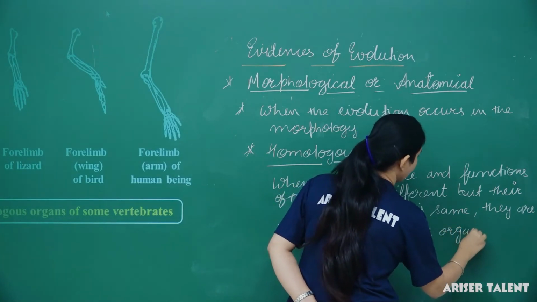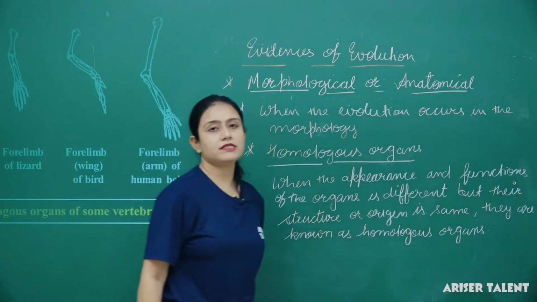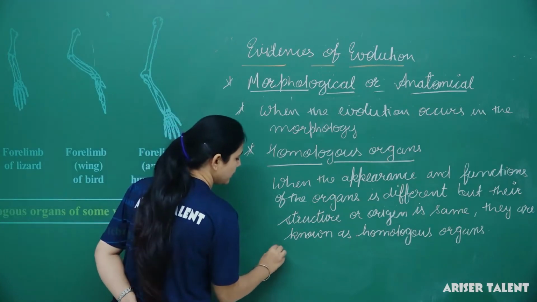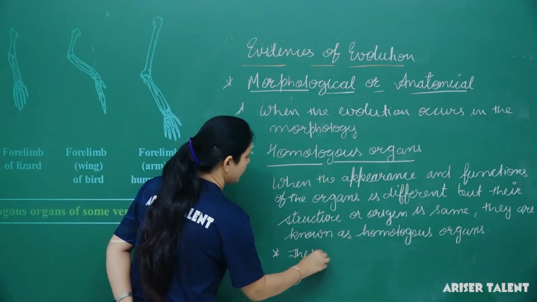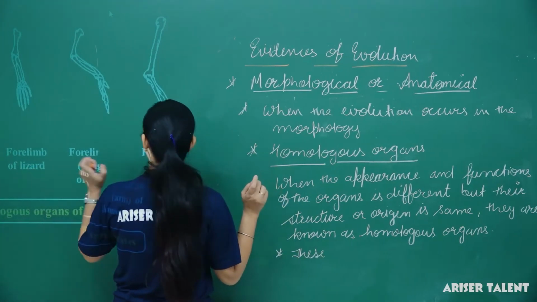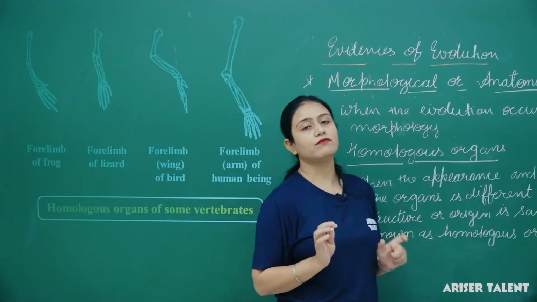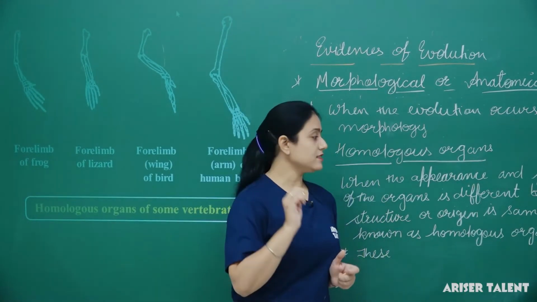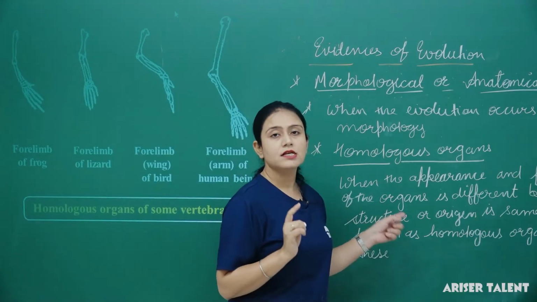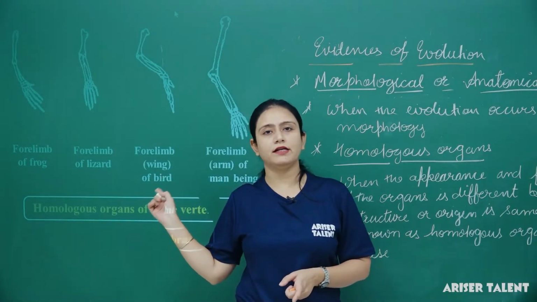Means they are developed from the same ancestors. Here we can see that the frog, lizard, bird, or human being are developed from the same ancestors because their origin is the same, because they all have pentadactyl limbs.